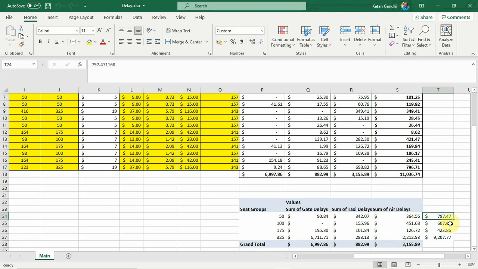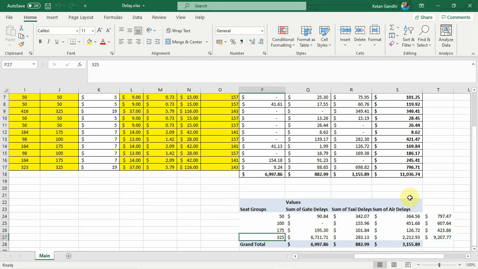And then we have the final figures for the 50-seater. What was the total delay? That was 7,974. This was for the 100-seater. The total delay for that day was 6,764, and then the other one is 4,000. This is for 4,238 for the 175-seater, and this is 92,077 delay for the 325-seater.